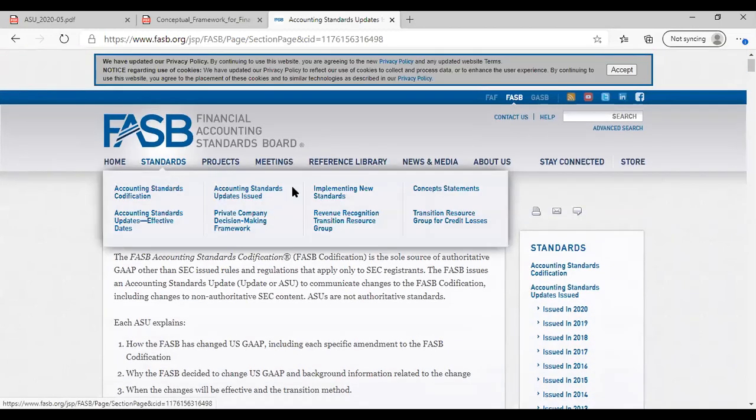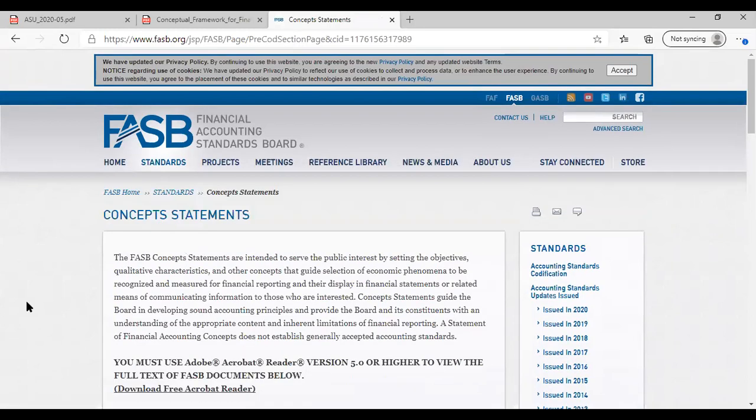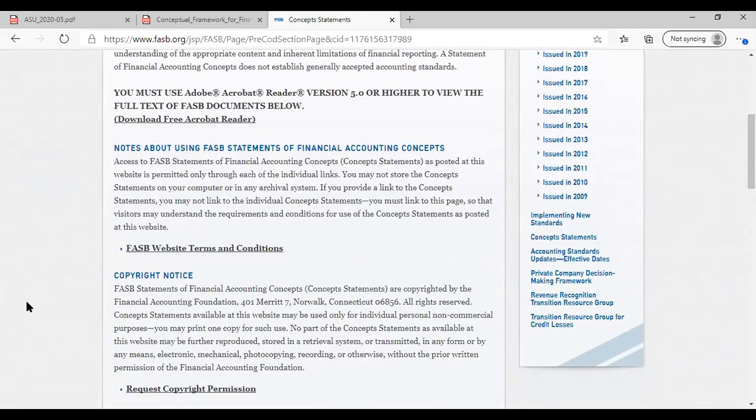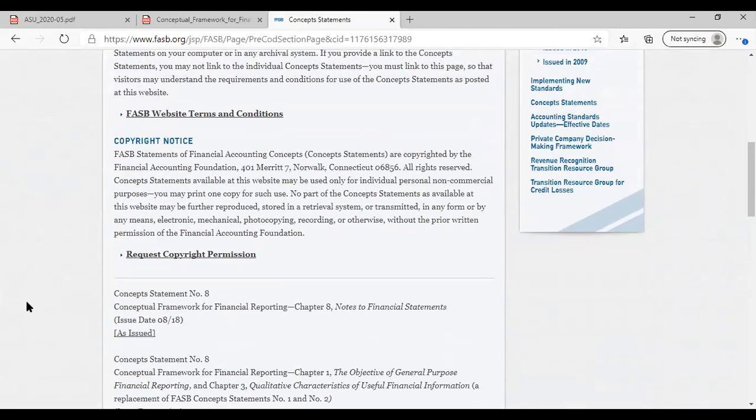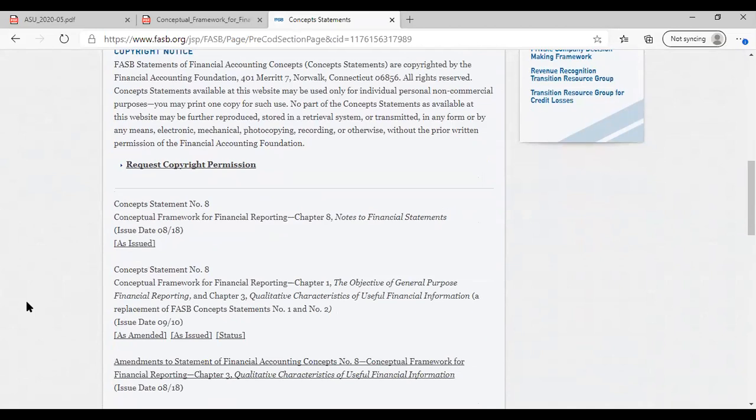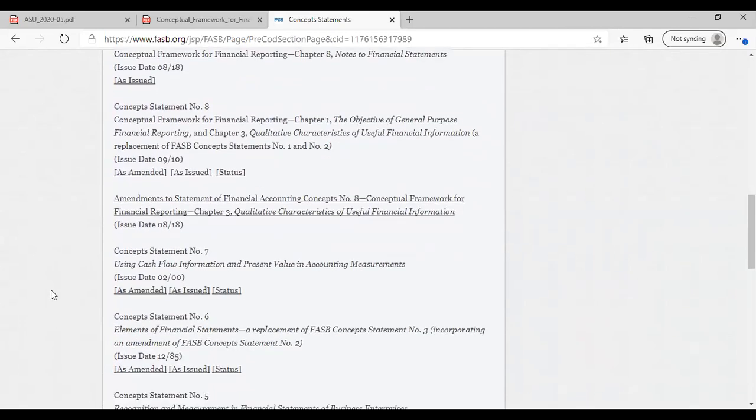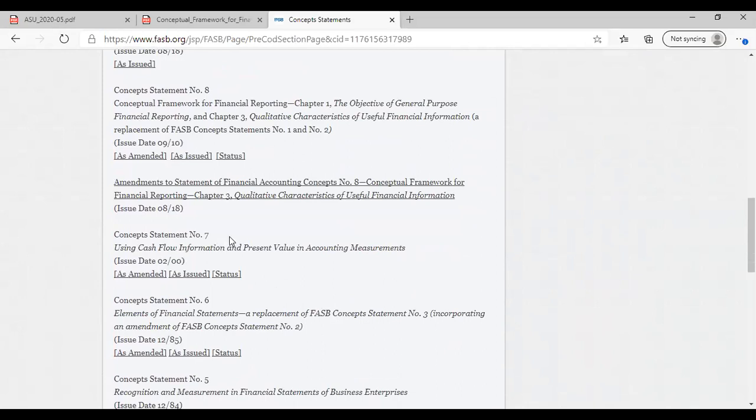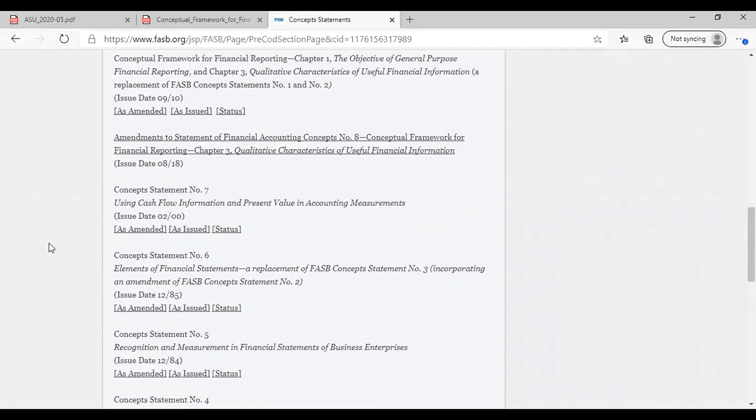And then I want to show you the concept statements. And so if we go here, and I have these pulled up as well, we're going to look at one of these together. But concept statement number 8, or chapter 8 as it's referred to, talks about notes to the financial statements. If we go down here, concept statement number 7, or chapter 7, I guess you could say, talks about using cash flow information and the present value in accounting measurements.